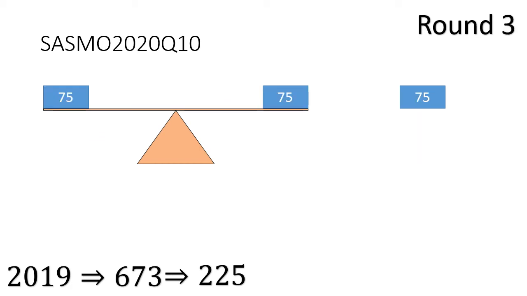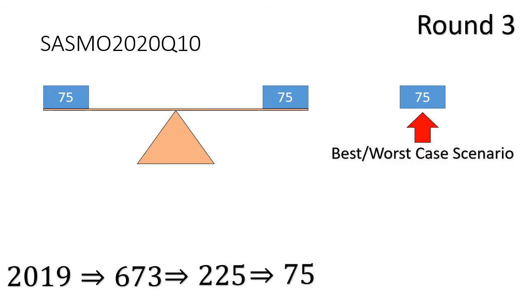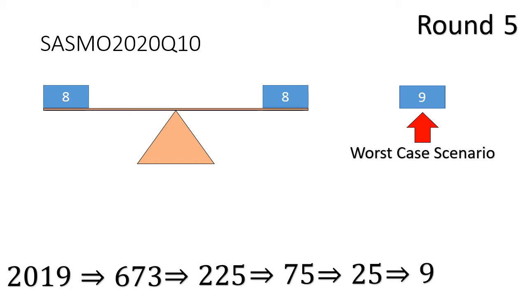We divide it into 3 even piles. The worst case scenario is now 75. In round 4, we'll cut it down to 25. By round 5, we'll divide it into 8, 8, and 9, so the worst case scenario is 9. By round 6, we'll cut it down to 3. And by round 7, we'll be down to 1 coin no matter what. So the answer is 7 rounds.